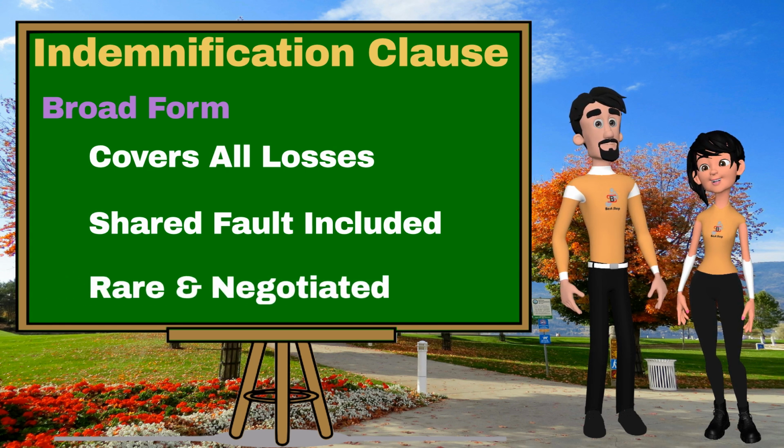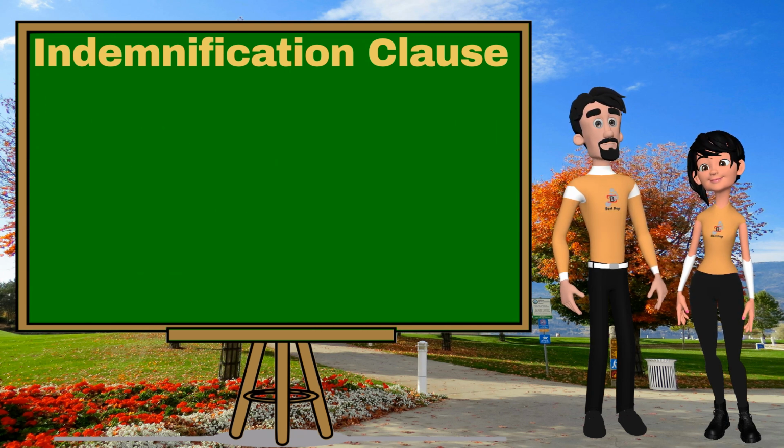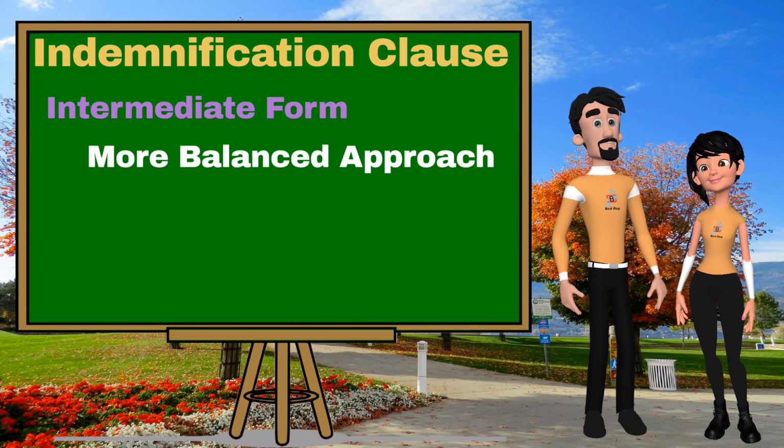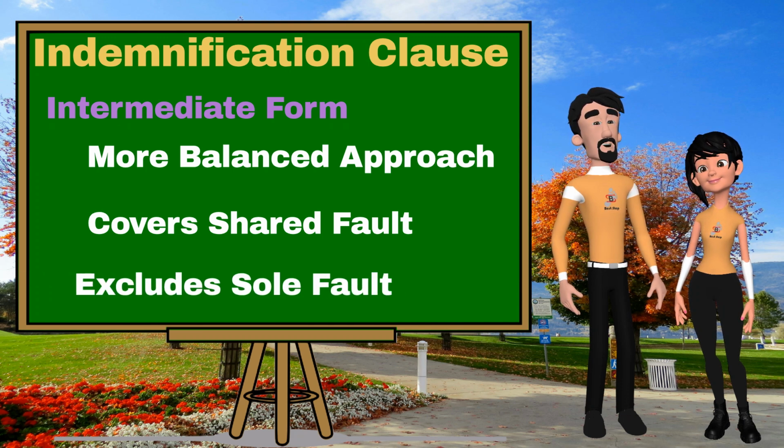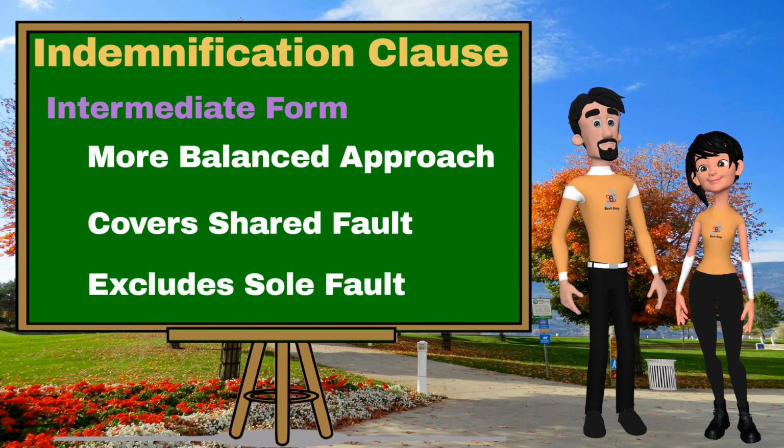So broad form covers everything, even shared fault? Precisely. Then there's intermediate form, which is more balanced. In this case, the provider would cover losses unless the startup was solely responsible. It protects against joint mistakes, unless one party was entirely at fault.